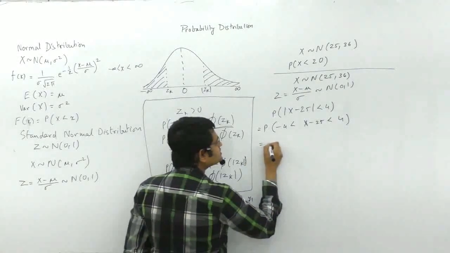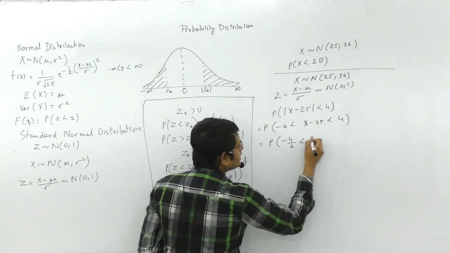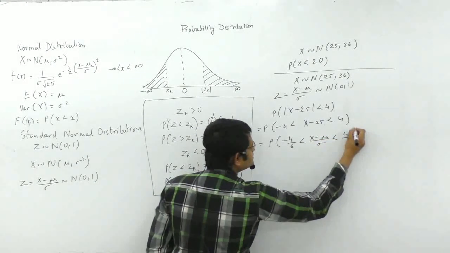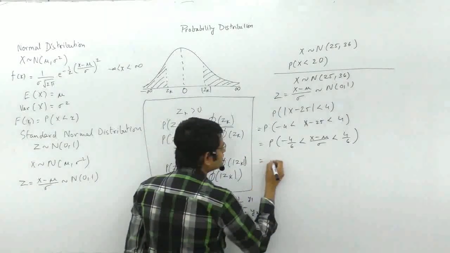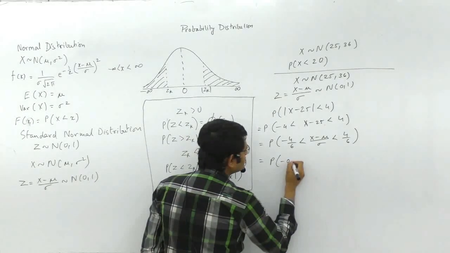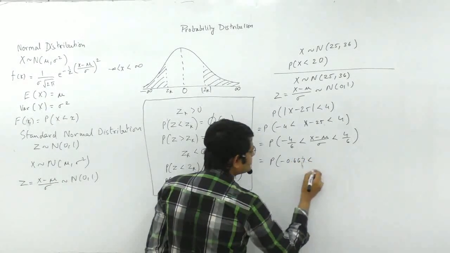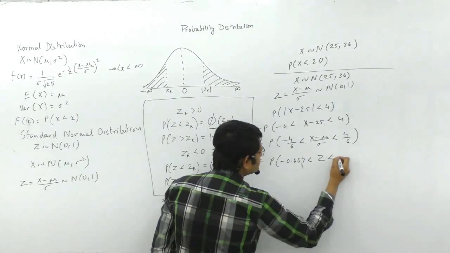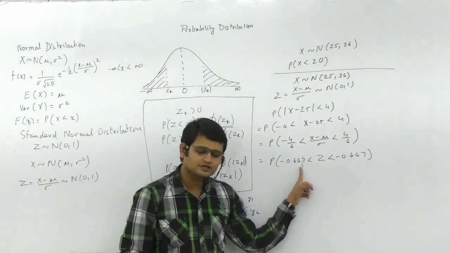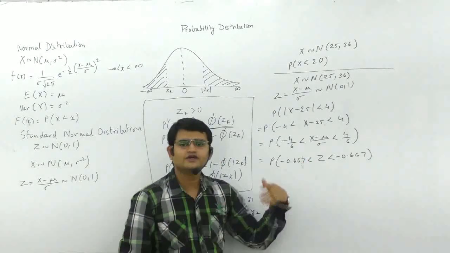So here I can say this is nothing but probability minus 4 by 6 less than x minus mu upon sigma less than 4 by 6. This is nothing but probability minus 0.667 less than z less than 0.667. Again, I am taking only 3 decimal points just because in the book they have given us 2 decimal points, and more than that we are just doing an approximation.